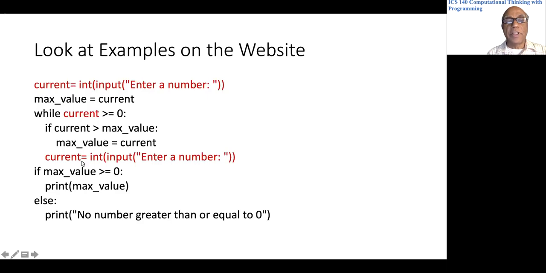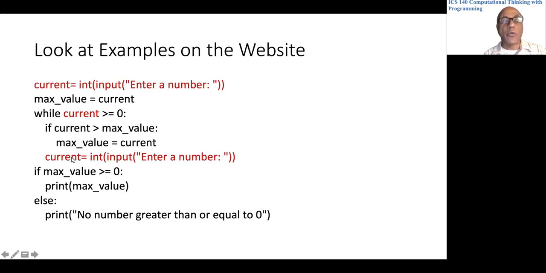Now suppose the user enters 4. 4 is greater than or equal to 0. 4 is greater than the max value, which is currently 3. So max value now will be equal to 4. Now suppose the user enters 1. Current is 1. 1 is greater than or equal to 0, but current, which is 1, is not greater than max value, which is 4.